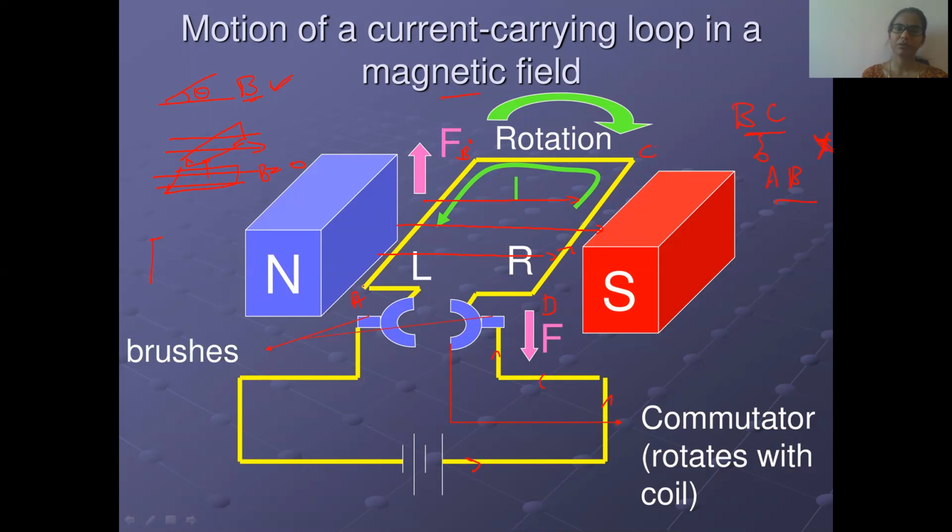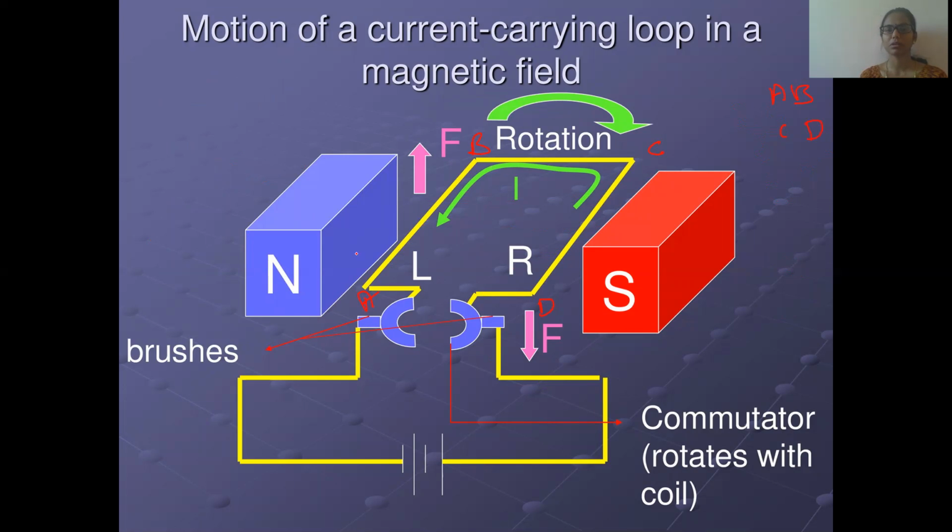Next, the ends AB and CD are responsible for the rotation of the coil. Clear, children? Which ends are responsible for the rotation of the coil? Let us say this is A and B, and you can see C and D. The ends AB and CD are responsible for the rotation of the coil.